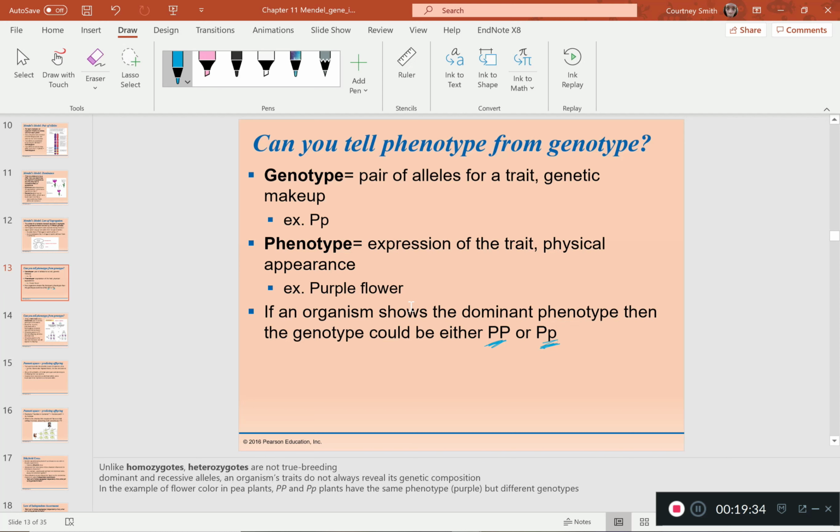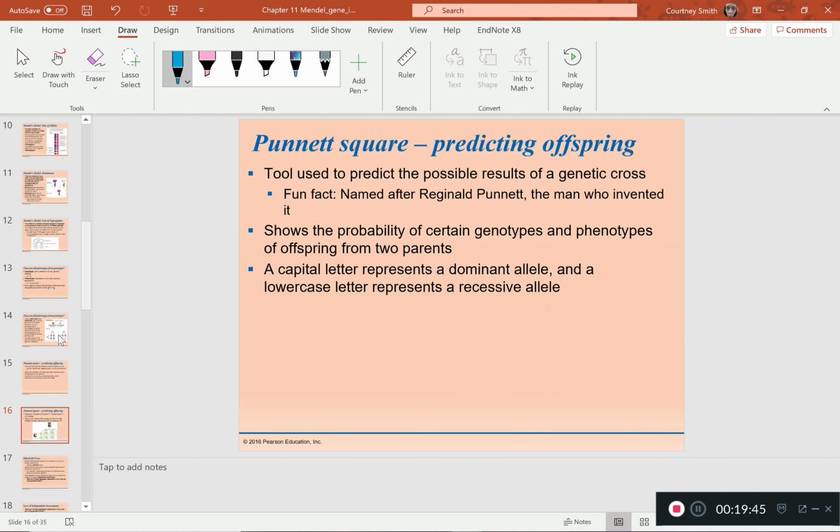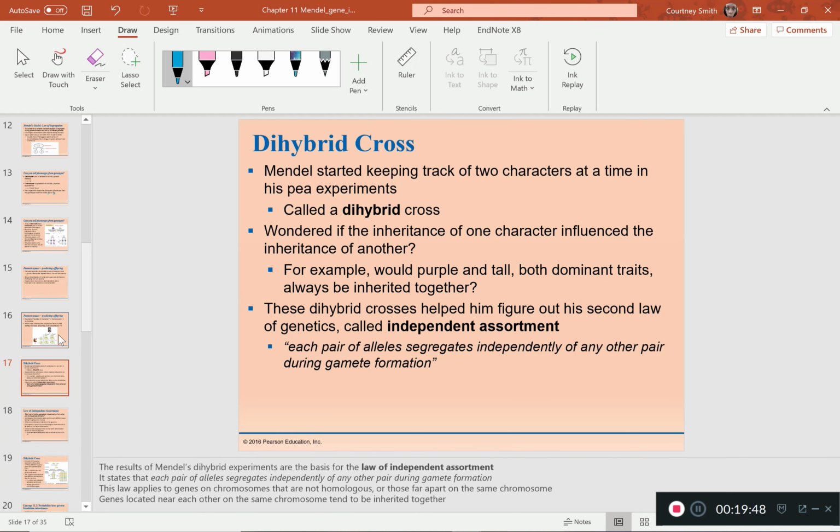Okay, so how did he determine the law of independent assortment? The way that Mendel did this was through dihybrid crosses. These dihybrid crosses look at two different characteristics at the same time. So instead of just looking at one, you're looking at two. This helped him figure out independent assortment, where each pair segregates independently during gamete formation or during meiosis. So he used dihybrid crosses.